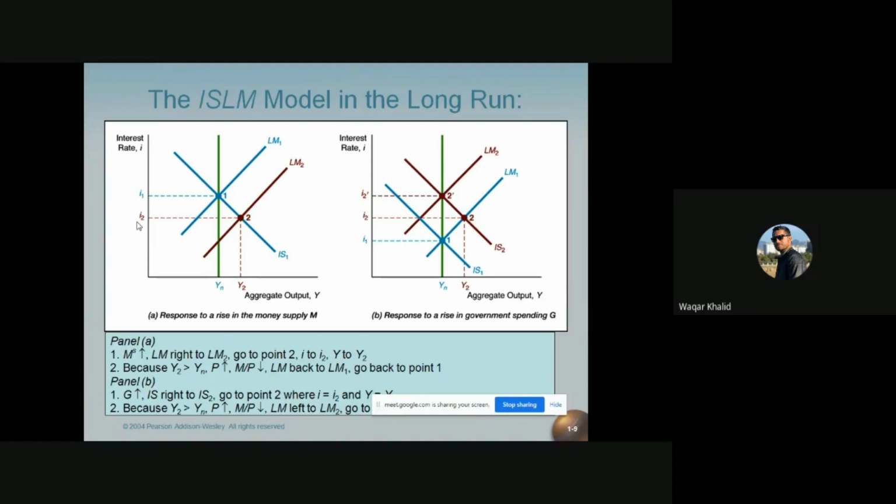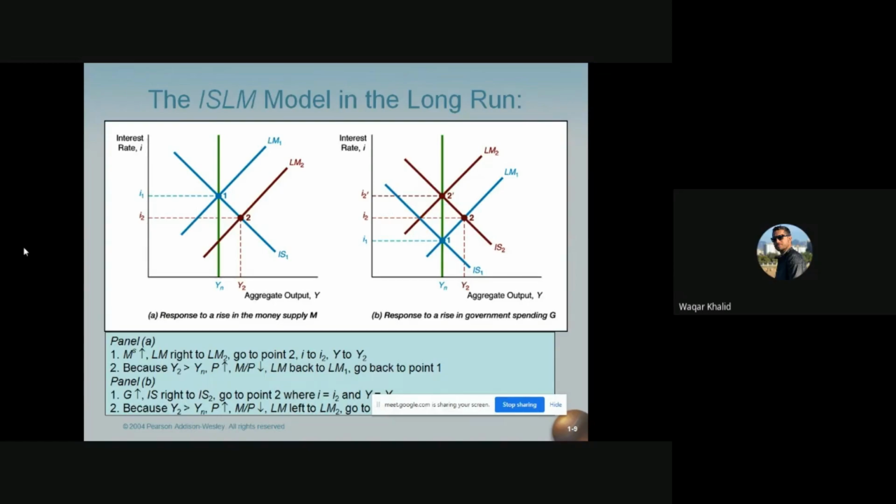Because output at Y2 is above the natural rate level Yn. As you know, now Y2 is above Yn. The price level rises. As we discussed, if the economy is producing at Y2, which is above the natural rate of output, what will happen? Prices will rise. So in this case, the price level rises.